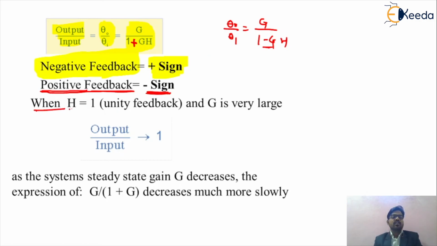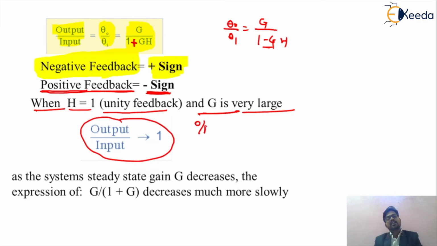And the third thing is what? When the unity feedback system G is very large, the output divided by input tends to the value that is unity. This will be the transfer function of your closed loop control system.